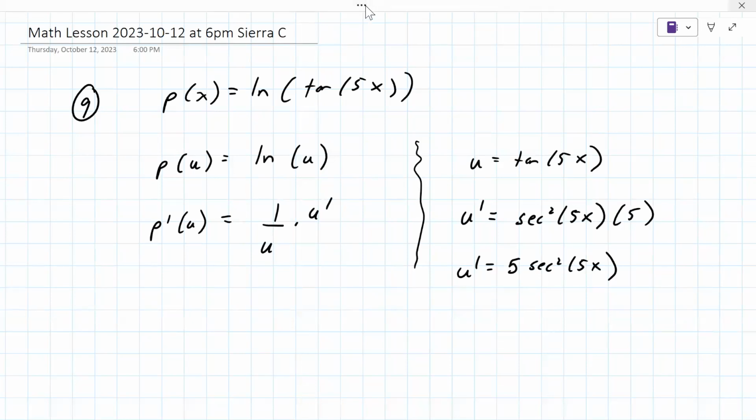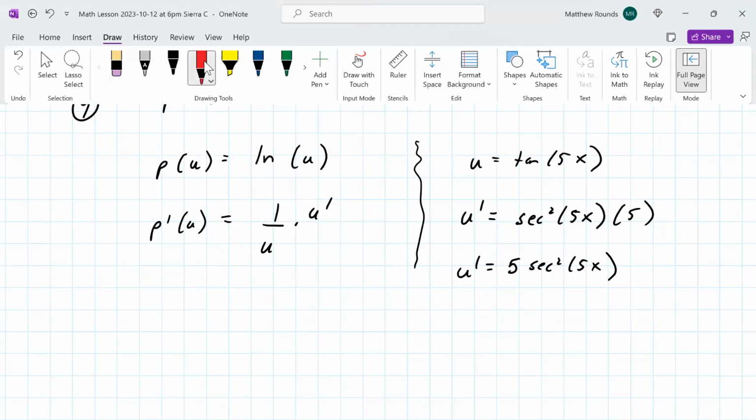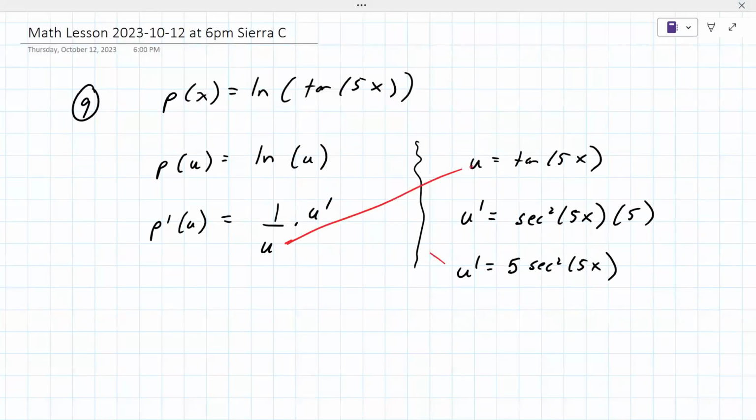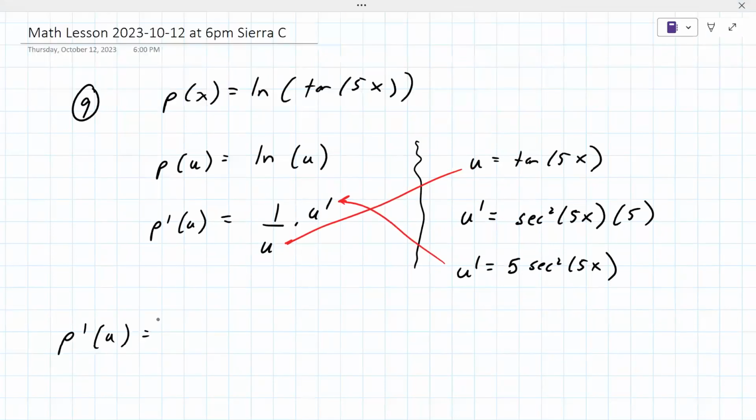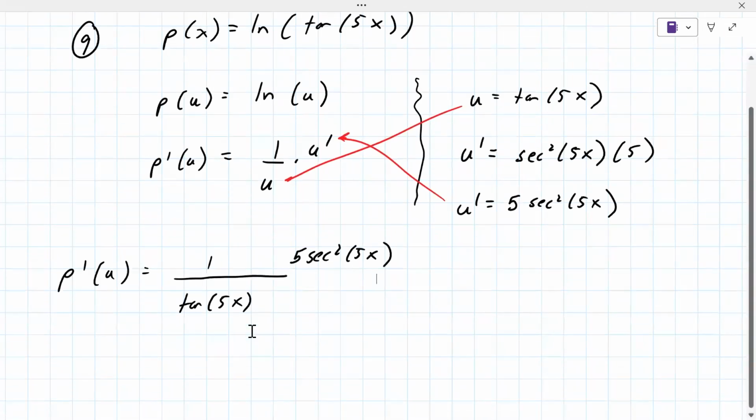So now you're just grabbing the stuff that you put off to the side. There's u prime, and you just put those back in. It's just an alternative way to do these. So it's 1 over tangent of 5x. U prime is 5 secant squared 5x. And then, depending on your instructor, maybe you have to simplify, maybe you can, maybe you can't.